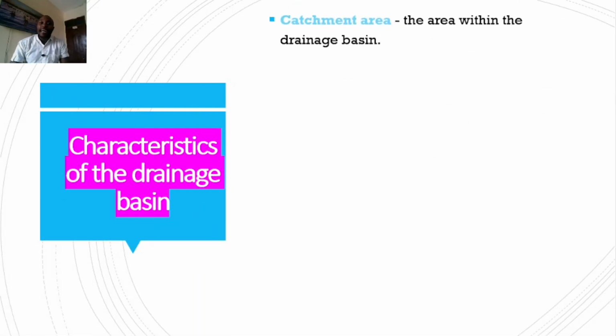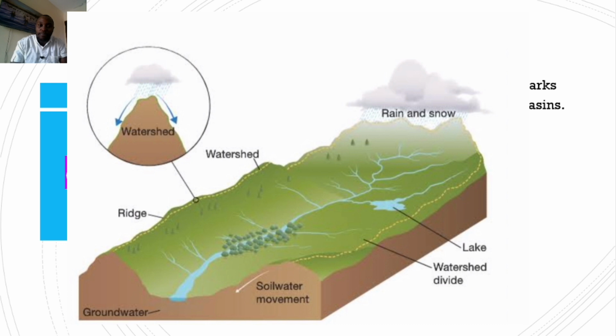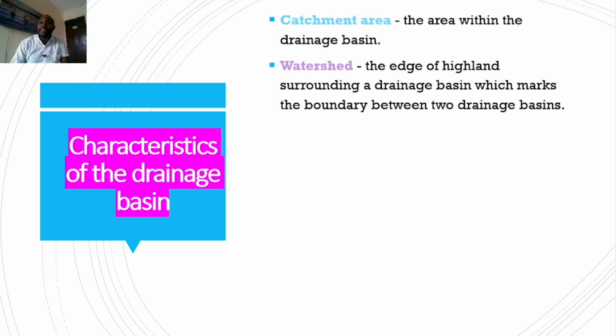We have the catchment area, and the catchment area is just the area within the drainage basin. So you might be asked in a question to define what a catchment area is. It's just an area within a drainage basin. Then we have a watershed. What is this watershed? The watershed is the edge of highland surrounding the drainage basin, which marks the boundary between two drainage basins. You can have a drainage basin here, another drainage basin here, and they are separated by a watershed.